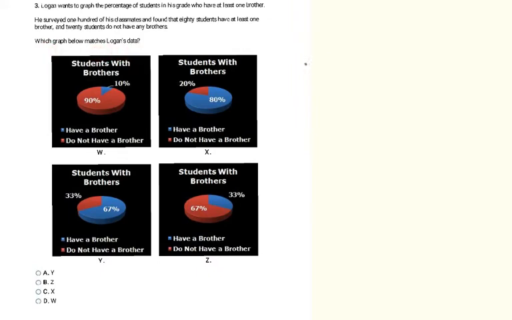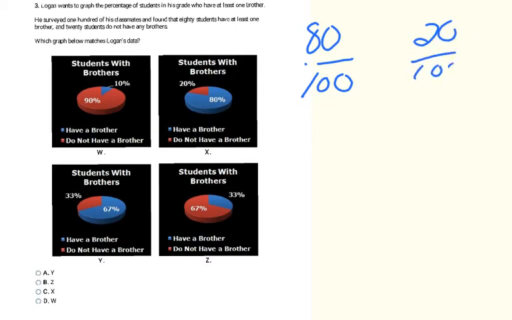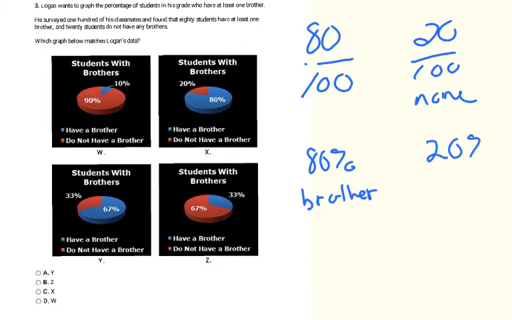Well, this one's kind of exciting because all percents are out of 100. So he found that 80 students have a brother, at least one, and 20 out of 100 don't have any. So that means that 80% have a brother and 20% have none. And because that's out of 100, I can do that quick. If it was any number but 100, I'd have to convert it to a percent. But here I have 80 and 20, and the one that shows me that is X, so my answer is C.